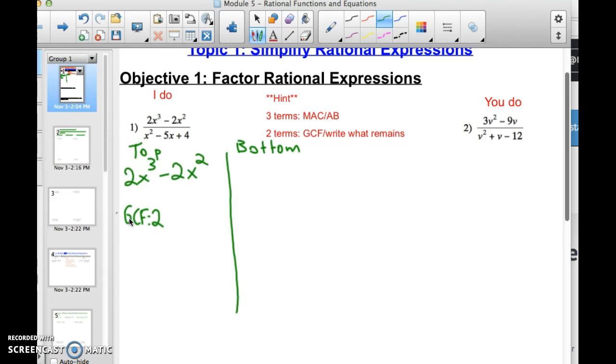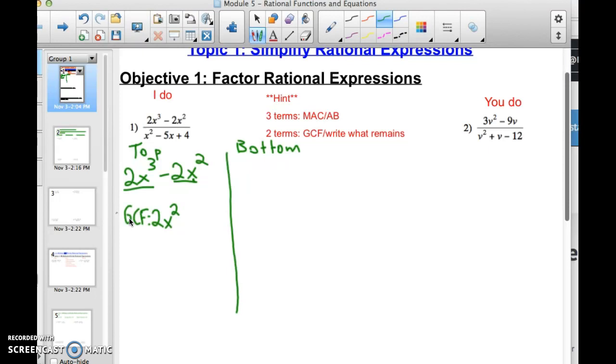Now, with the variables x cubed and x squared, the lowest power that exists amongst all the terms is always going to be the greatest common factor. In this case, the lowest power is 2, so I know that x squared is the greatest common factor between the 2 terms, meaning this term has an x squared and this term also has an x squared. This one has an x cubed, but I can't take 3 out because the other one doesn't have 3 x's present. So I have found the GCF.